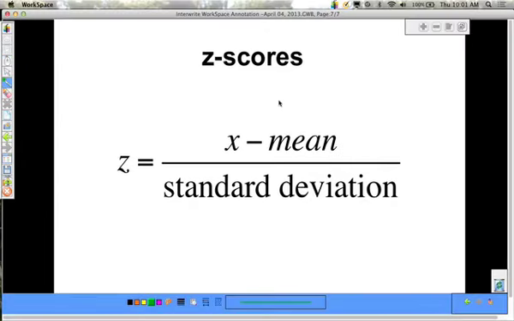We talk about these standard deviations where 1, 2, 3. This is also sometimes referred to as the z-score. And the way you find the z-score, that's how many standard deviations away you are from the mean.